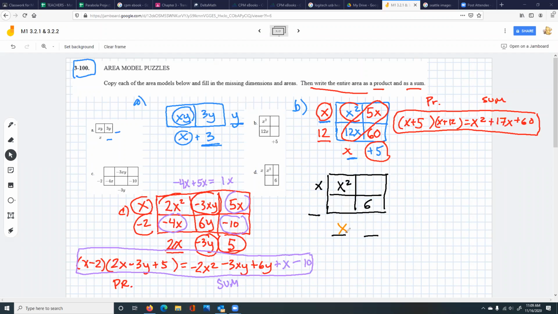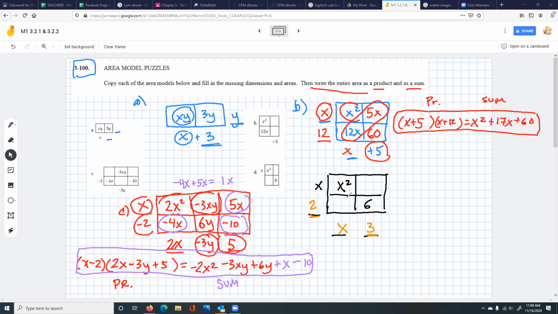You know what? There could be multiple answers for this 6. What could we put? There are actually several answers for this. What could you multiply to get 6, guys? What could we put here and here? You could put 2 and 3, or you could put 1 and 6, but let's just say we put 2 and 3.